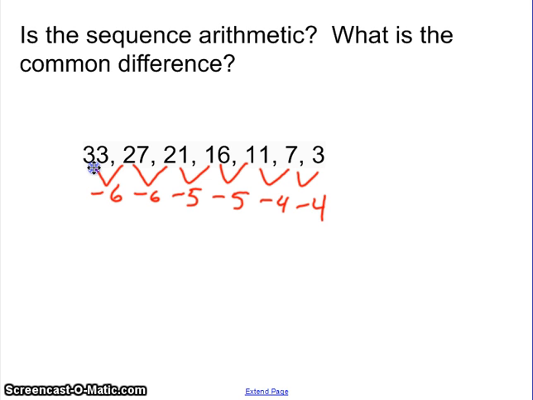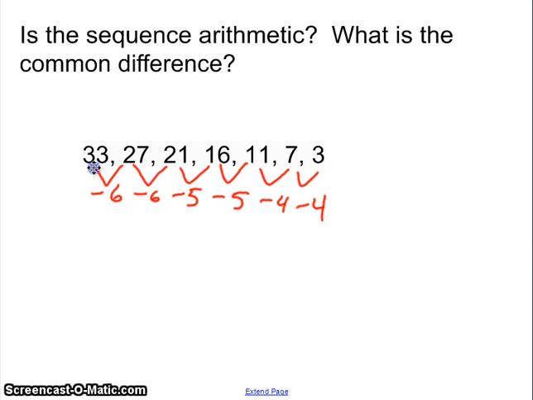But the reason that it's not arithmetic is because the difference between the terms is not constant. It's changing. Okay, so some sequences are arithmetic, some are not. And so the first thing that you have to know is that we're going to give you some rules about arithmetic sequences, but the rules only apply to arithmetic sequences. They don't apply to all sequences.